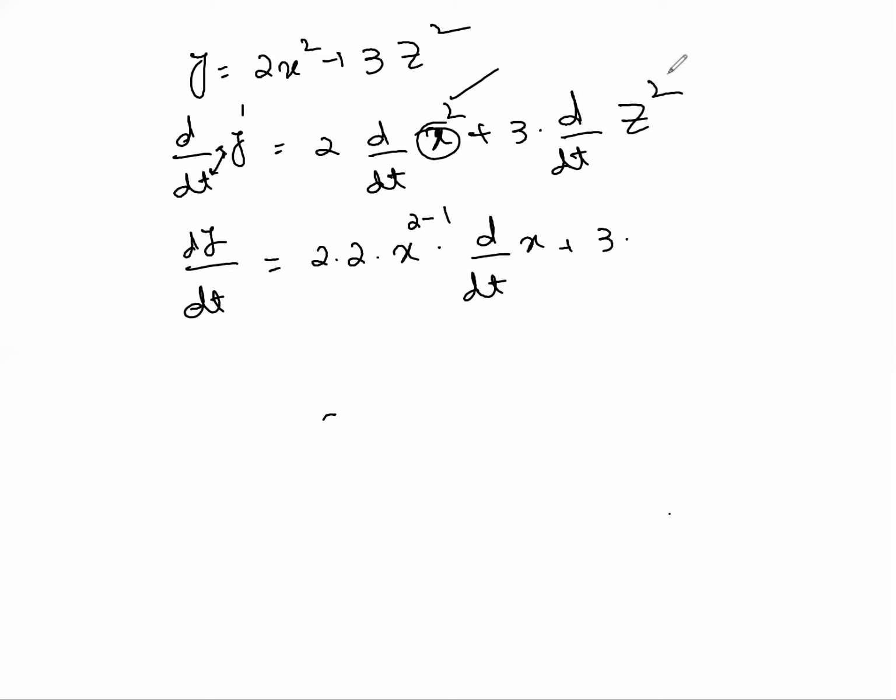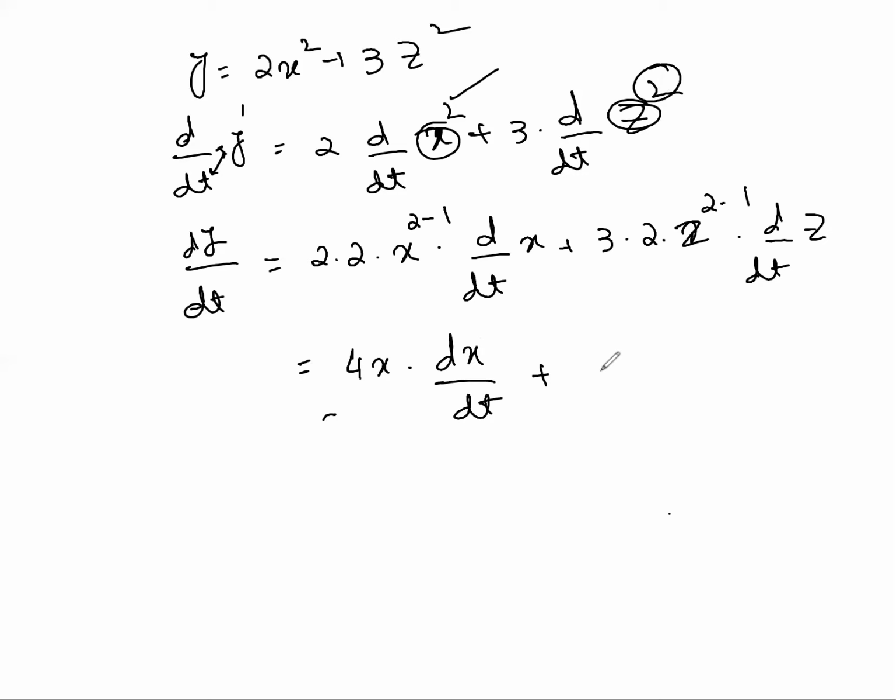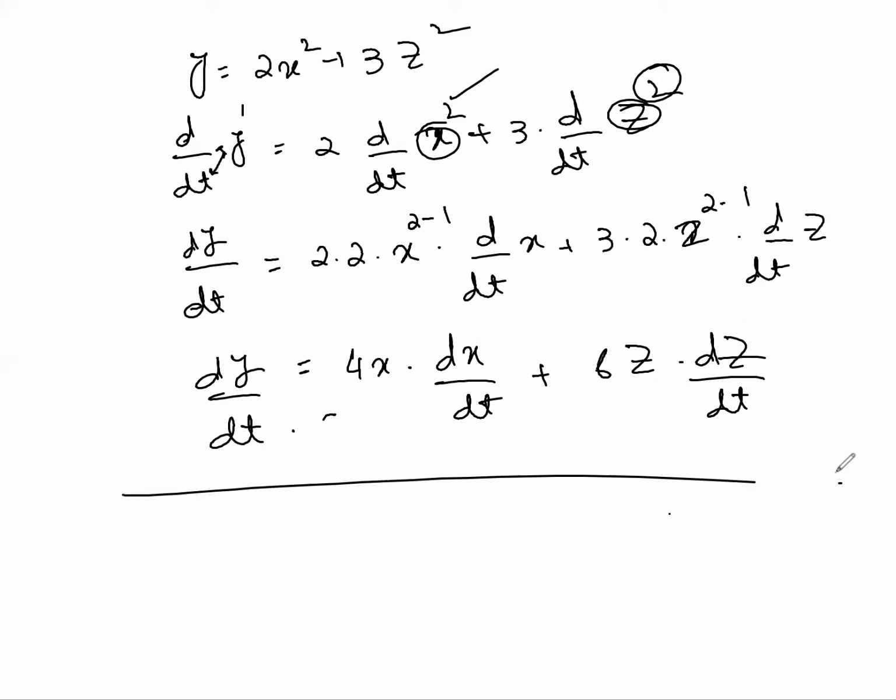3. Similarly here, first we take the derivative of the power, meaning multiply the power with the coefficient of the base and subtract 1 from the power. Now we take the derivative of the base. The base is z, so it is 4x dx by dt plus 6z dz by dt, and this is dy by dt. So this is how we take the derivative of related rates.